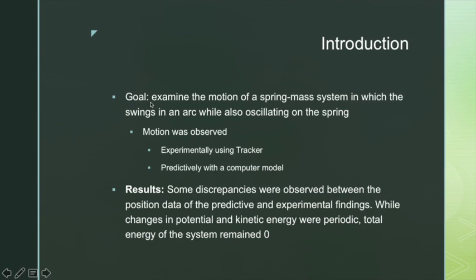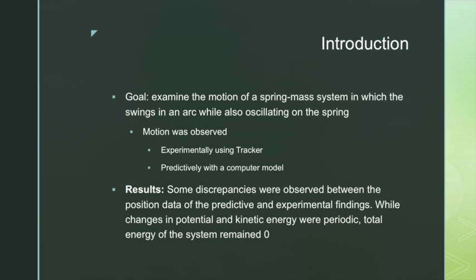The goal of this lab was to observe the motion of a mass on a spring that swings in an arc while simultaneously oscillating. This motion was observed in two ways: experimentally using video analysis with Tracker software, and predictively using a Python computer model. The system's motion was analyzed with Newton's second law, while the system's energy changes were analyzed with the energy principle.